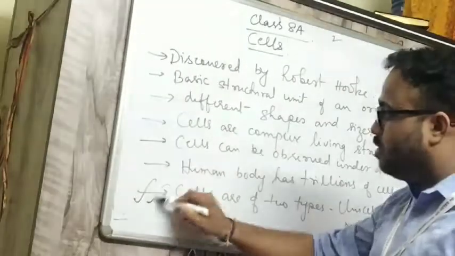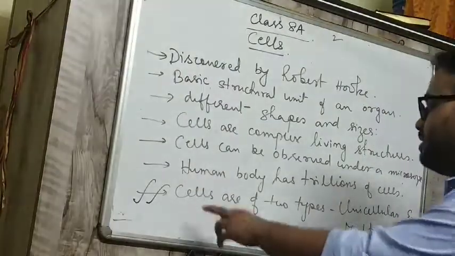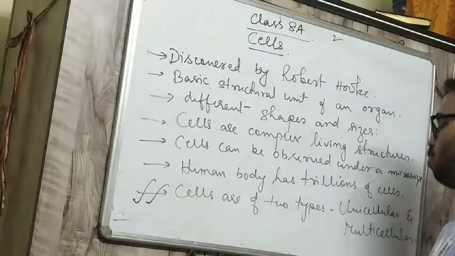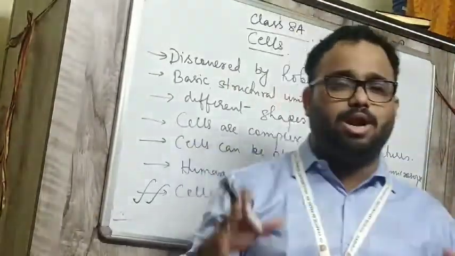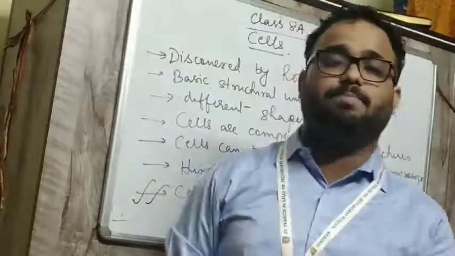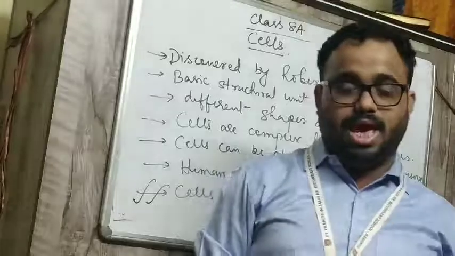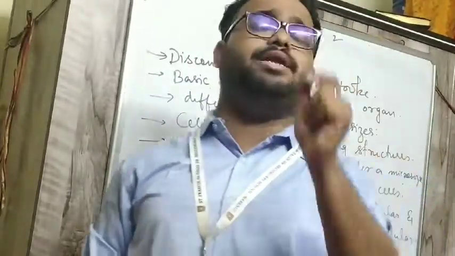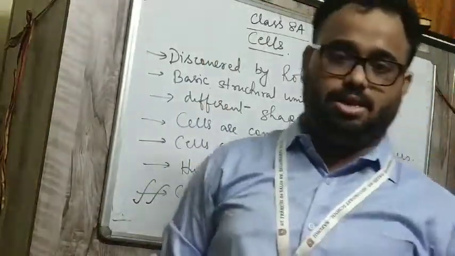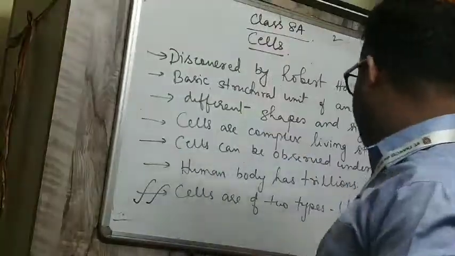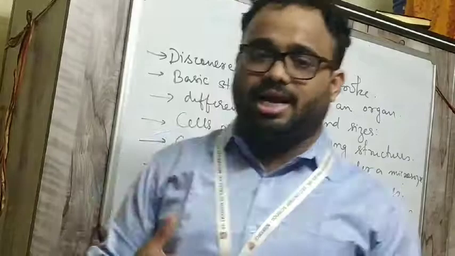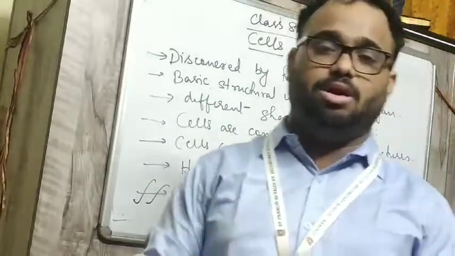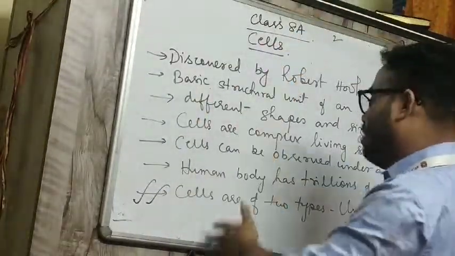And last but not least, the important property is that cells are of two types. One is unicellular and one is multicellular. Unicellular means single-celled organisms. Those have only one cell. For example, amoeba. Amoeba is a structure you already studied in class 7. It is made up of only one single cell. And multicellular, for example, human beings. We have many cells. So cells are classified as unicellular and multicellular. So basically these are the properties of cells.